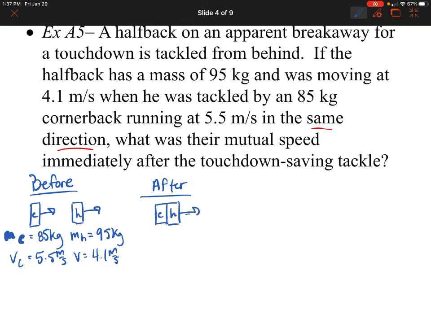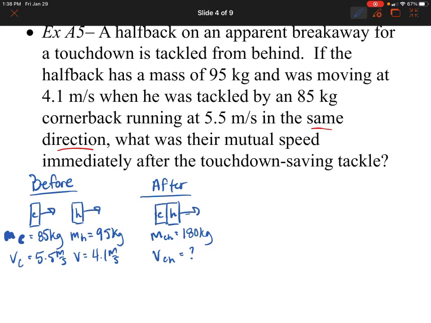So then we have our cornerback and our halfback together going towards the ground. And so then we have a combined mass. I'm going to call that MCH because it's the cornerback and the halfback together. And so we get 95 and 85. What's that combined mass? That should be 180 kilograms, right? And then their velocity together is, well, we don't know. Okay, so I'm going to call that CH because they're together afterwards.